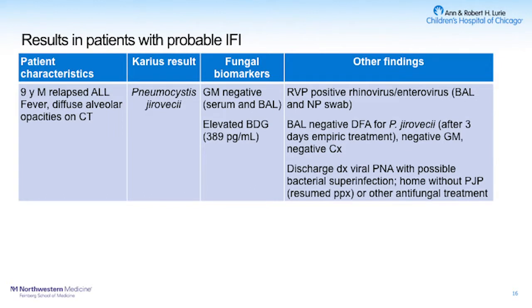This patient actually was diagnosed with pneumocystis pneumonia. This patient had a BAL that was negative for pneumocystis, did receive treatment in the hospital while awaiting those results directed against pneumocystis, and ultimately was discharged with the diagnosis of viral pneumonia. So it's possible that the Karius test is a little overly sensitive for pneumocystis, or that the short course of treatment may have actually resolved his symptoms.